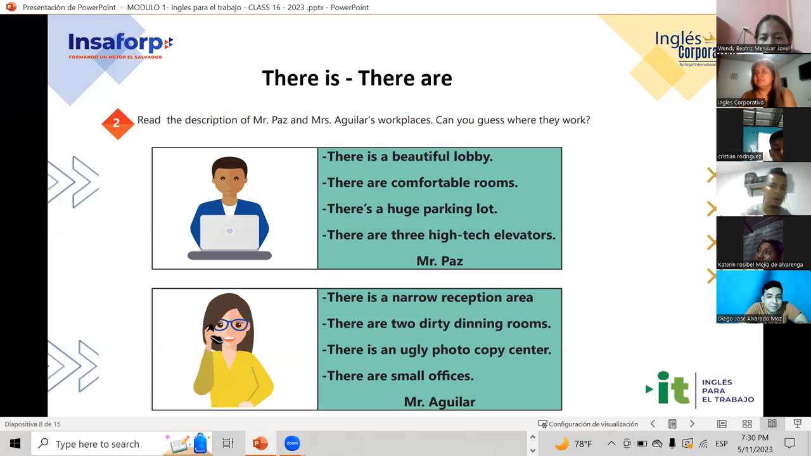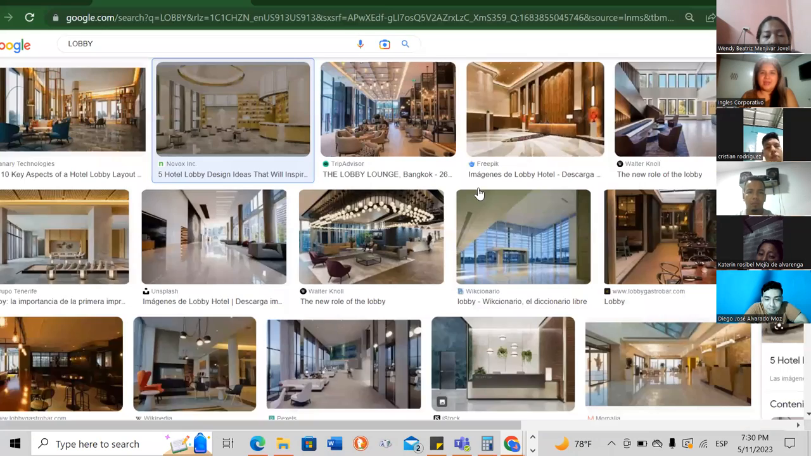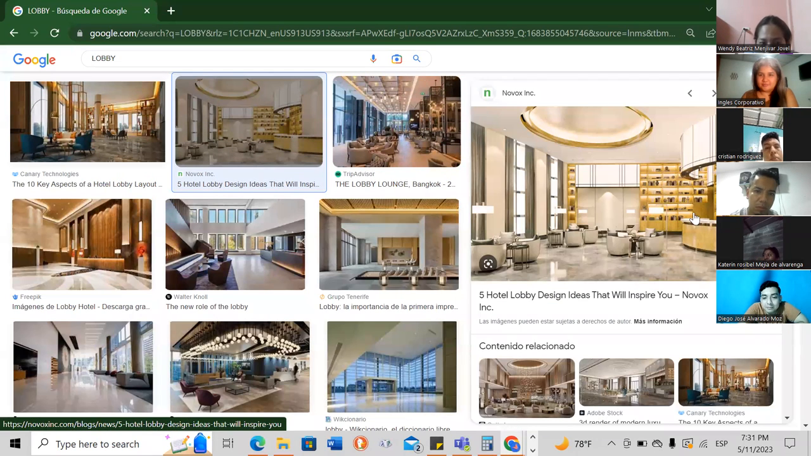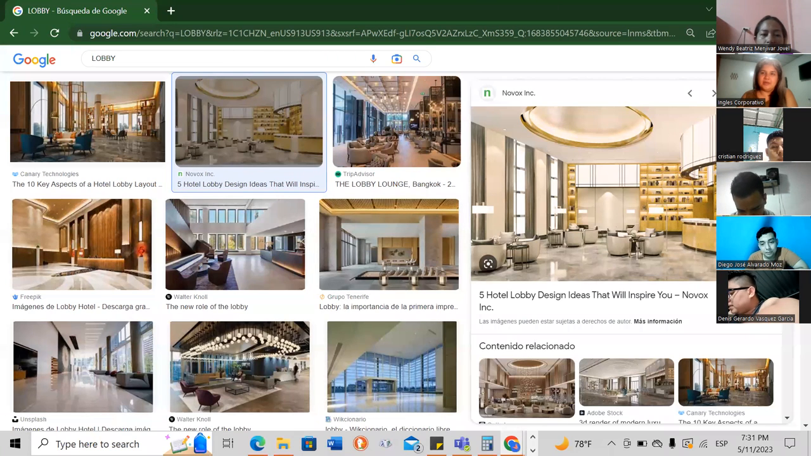¿Saben qué es un lobby? Una sala, no. Lobby. Recepción. Un lobby es como un recibidor. Por ejemplo, en un hotel tenemos esto. Ese es un lobby. Donde esperan las personas, como un lugar de espera y tiene esos recibidores así. That is a lobby, okay.